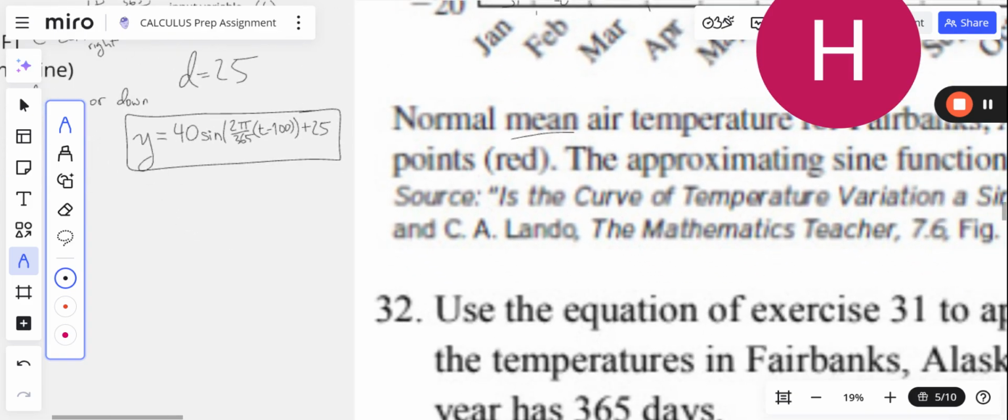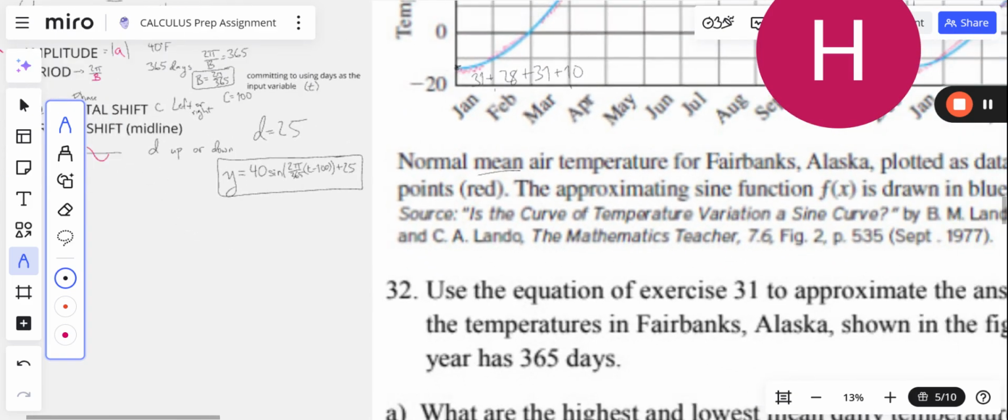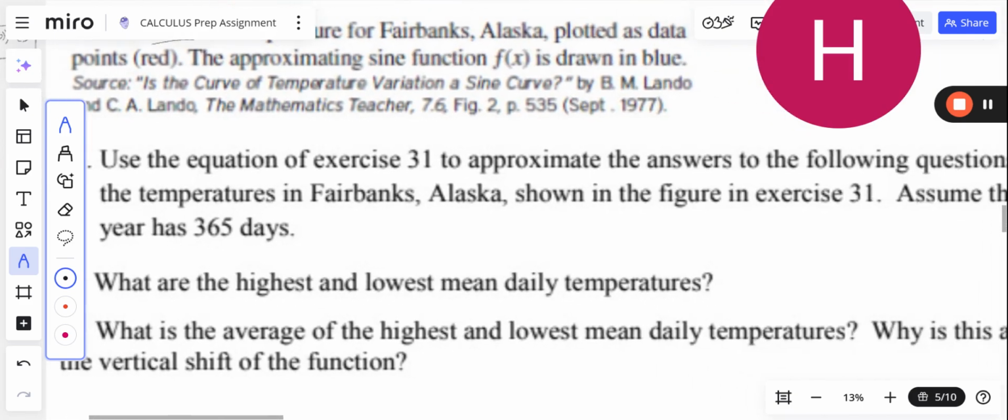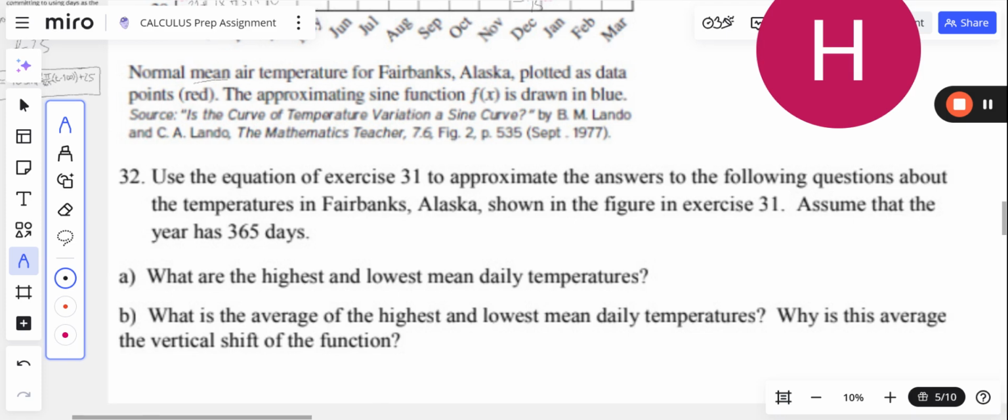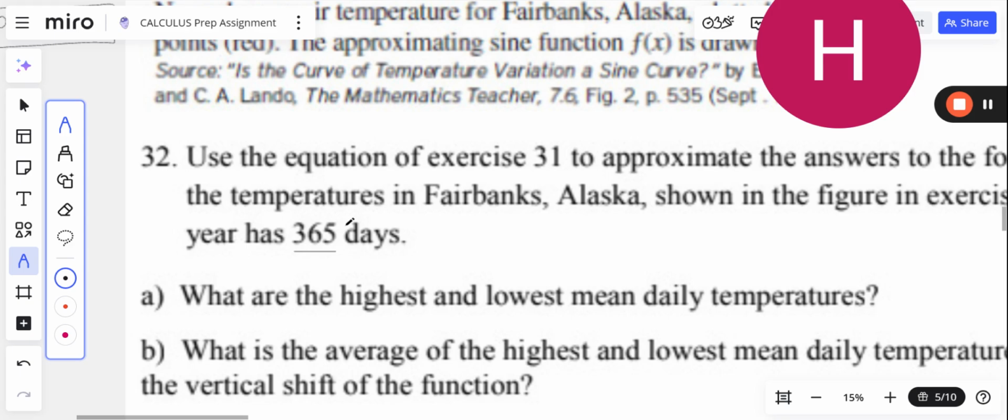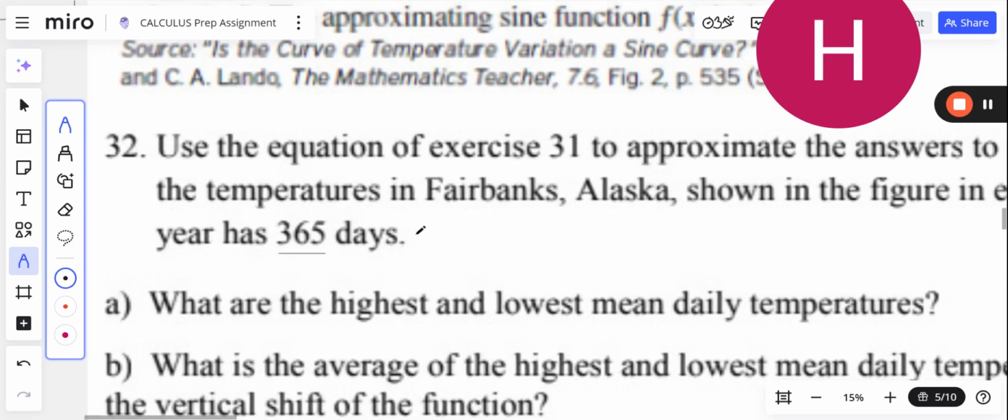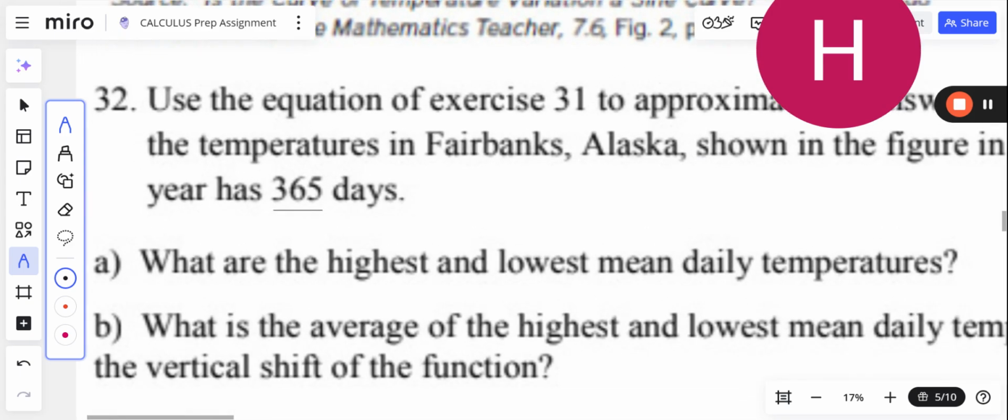Okay. Now we're going to use the equation here to approximate the following questions about some temperatures. So now that we have a model, we're going to have to use that model. And it does say assume that the year has 365 days. So it's almost kind of like reminding you that if you didn't already use that in your period, you might want to consider using that.